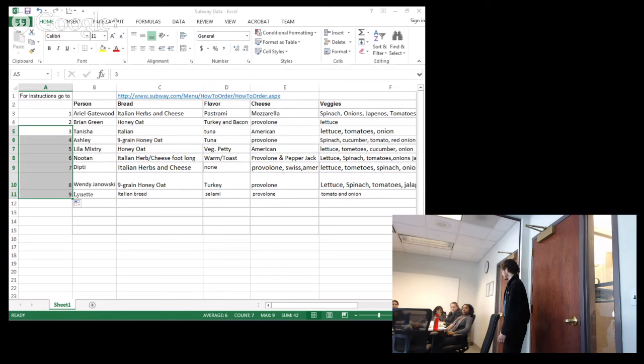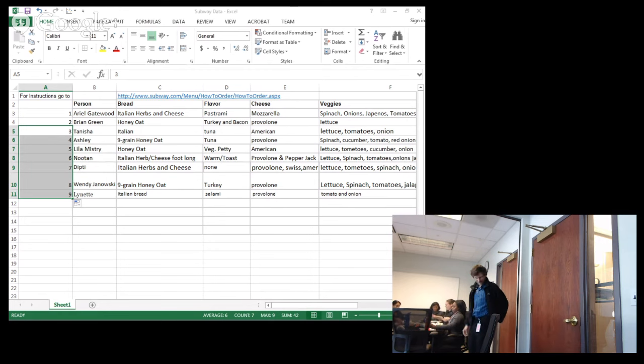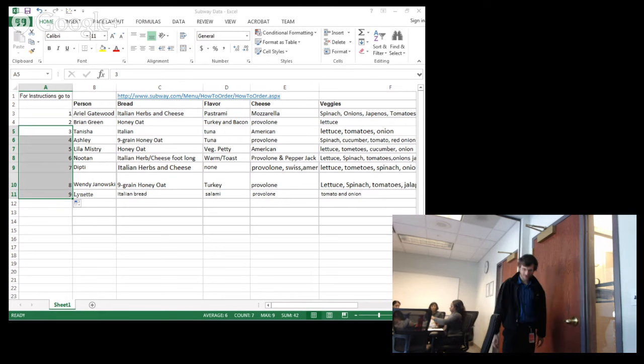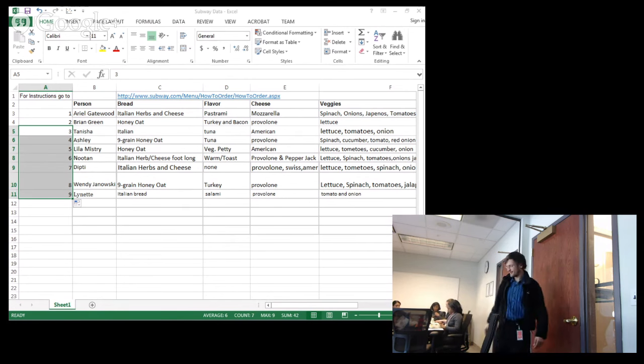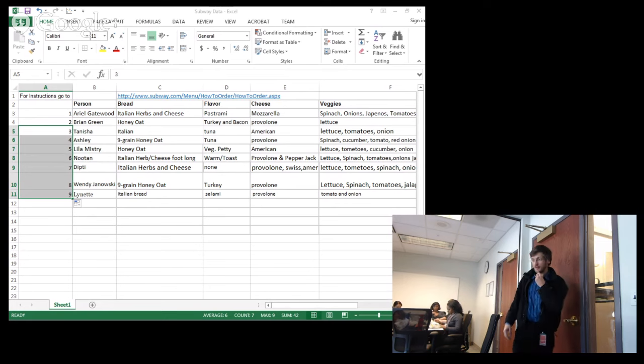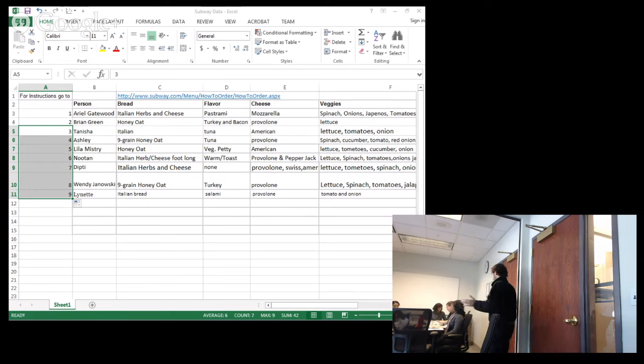Okay, unfurl your sandwiches. Unroll them. Remember the number of your sandwich so I can link it up to what's up there. Okay, it's unrolled. Mark off where you're going to measure. You just need the ends of the sandwich, and you need to mark it in such a fashion that your neighbor will be able to measure your sandwich.